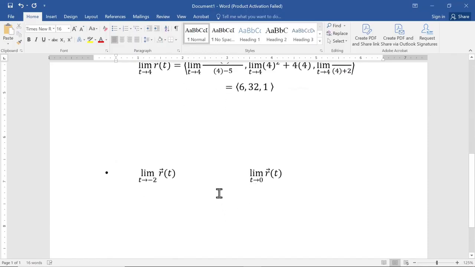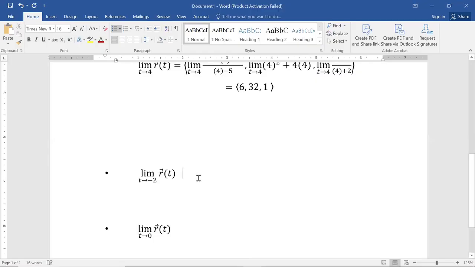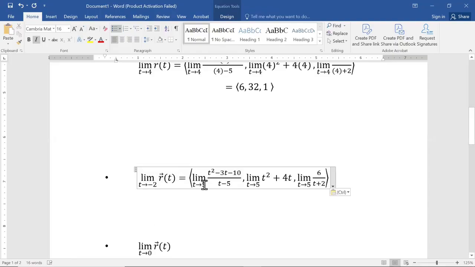Now, I'm sure you've gotten the idea, but I'm going to do a couple more. For one of many reasons, we are going to take a look at this example. So let's say the limit of r of t as t goes to -2. So instead of going to 5, we're going to -2.